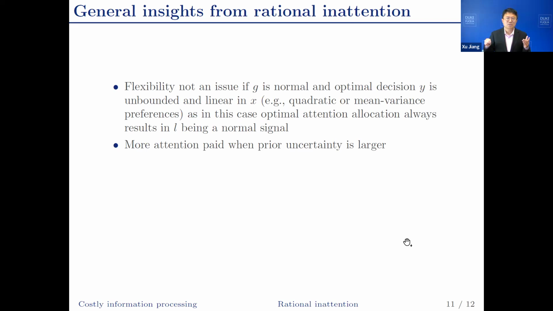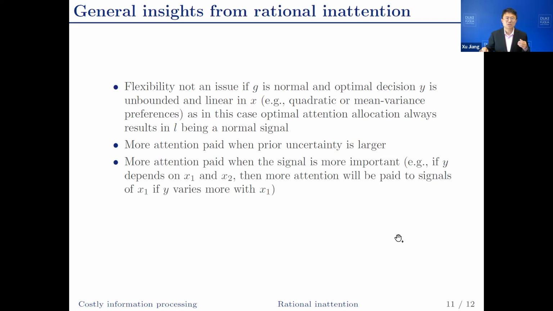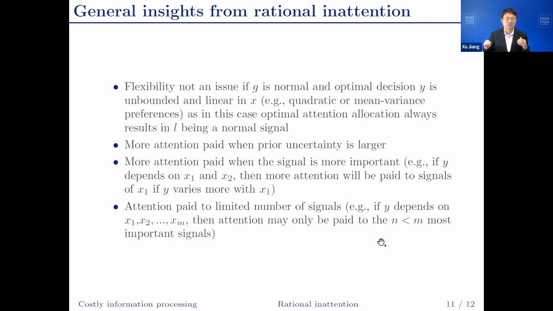The general insights are, first, more attention is going to be paid when uncertainty is larger. Because in this case, more attention is going to pay off more. Reducing uncertainty is more important. Second, more attention is paid when the fundamental is more important. So for example, if the decision Y depends on two signals, X1 and X2, then more attention is going to be paid to X1 if Y varies more with X1. Because in this case, X1 is more important in making decisions. If you have limited attention, you better save your attention for the more important signals.